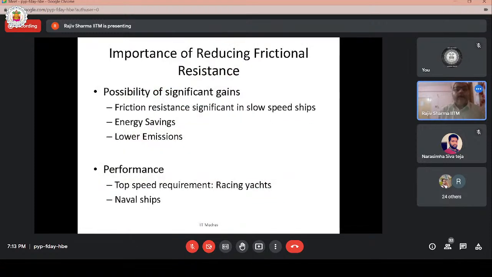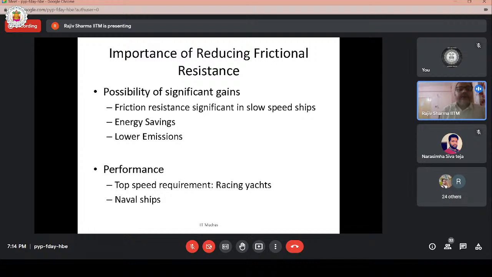Now, why is the field important? Because the possibility of significant gains is very large, very impressive, especially when it comes to slow speed ships, especially when it comes to ships with very high block coefficient. For example, oil tankers. And our world, our economy, our progress, our development depends on oil and gas. And oil and gas ships are always with high block coefficient. That also we were discussing in some detail few days before.